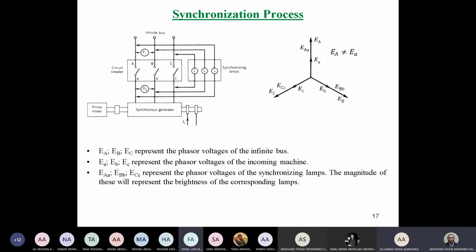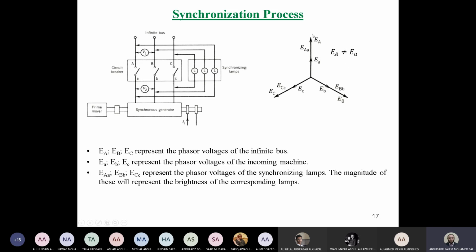Same frequency and same phase. Same phase sequence. What else? Same voltage. Okay, those are the 4 conditions: same voltage, same frequency, same phase shift, and same phase sequence. Let's review a small part regarding the phasor diagram.